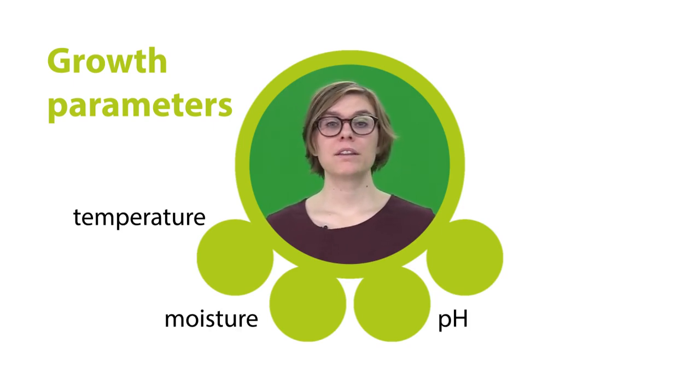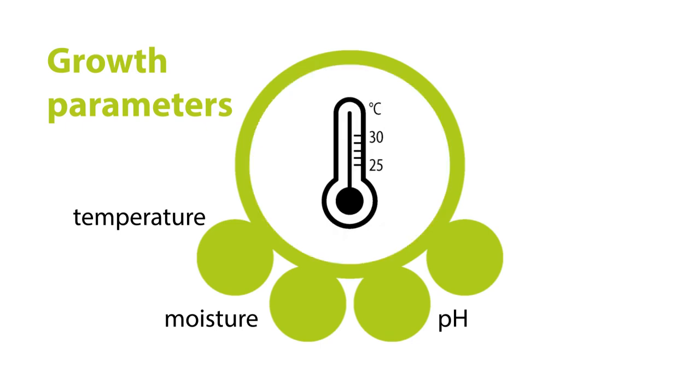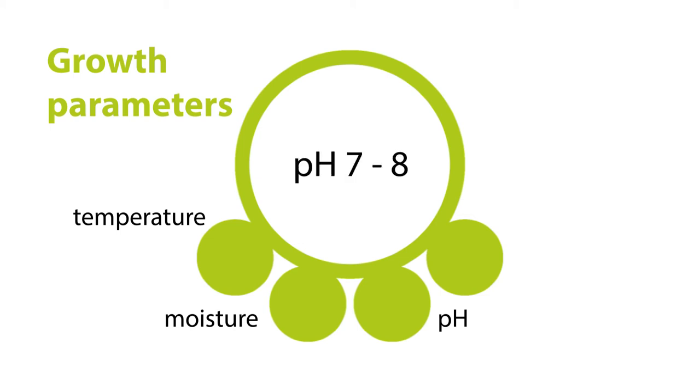When considering the growing conditions, the most relevant parameters for growth are temperature, air humidity, and pH. These conditions can slightly vary depending on the type of fungus. However, generally, the most favorable temperature for all fungi is between 25 and 30 degrees Celsius. When considering air humidity, the highest level of growth is obtained at a humidity level between 60 and 90%. The pH is generally between 7 and 8, but it varies depending on the mushroom type.